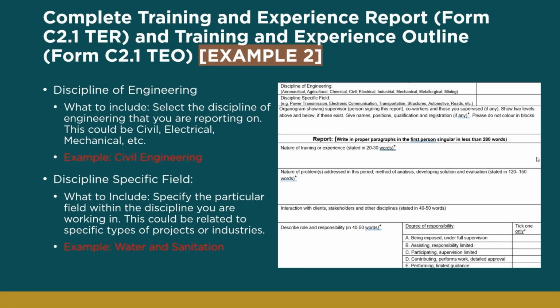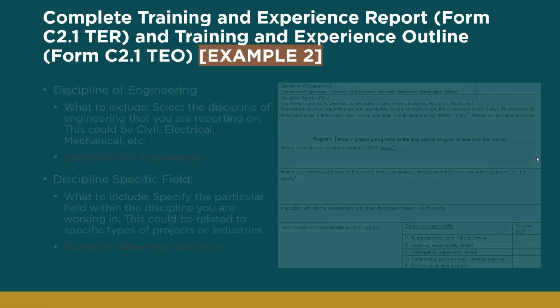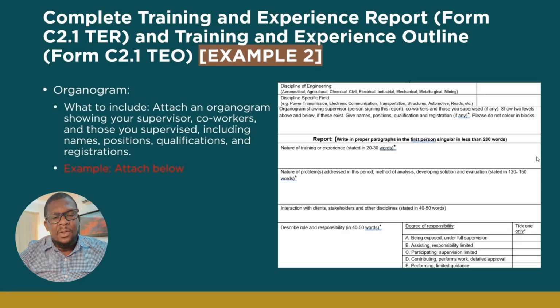Let's assume again it's a civil engineering qualification you have. What specific discipline within civil engineering were you involved in? Water and sanitation, for example. Then you have to include an organogram. Remember, I spoke about 2 levels above you and 2 levels below you. You need to show who you were reporting to, and below you, did you have people reporting to you? If not, then do not show it. If yes, show the people that were reporting to you.